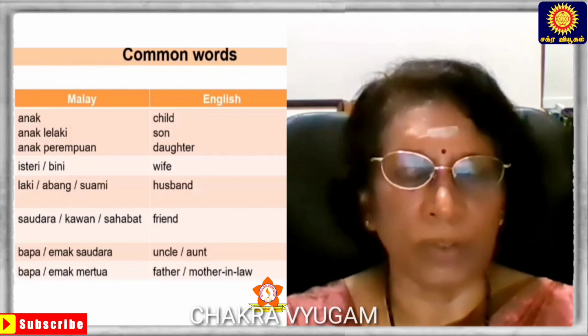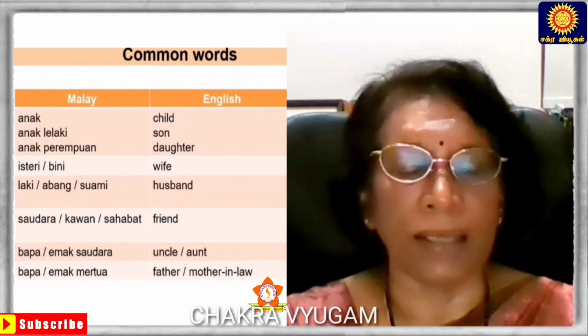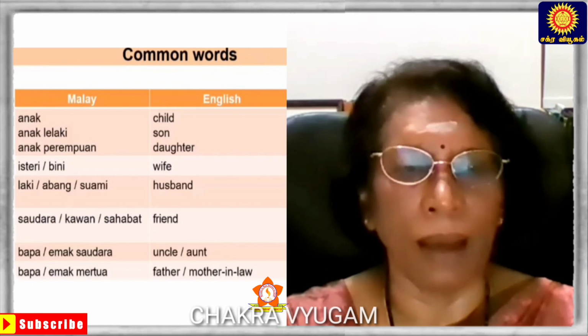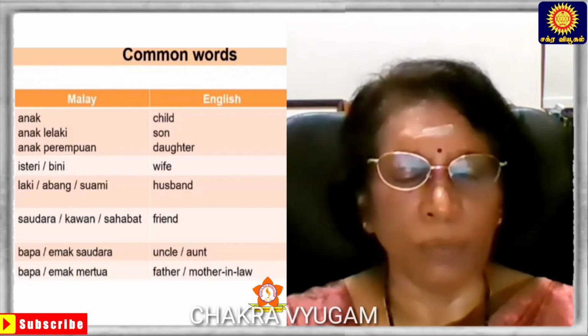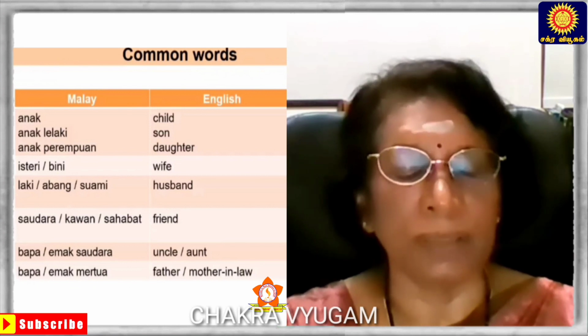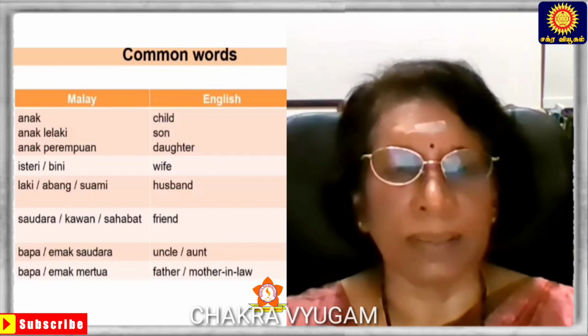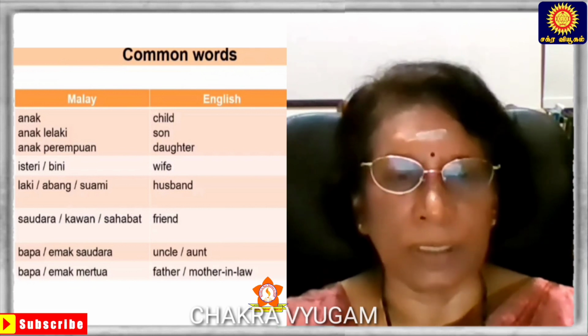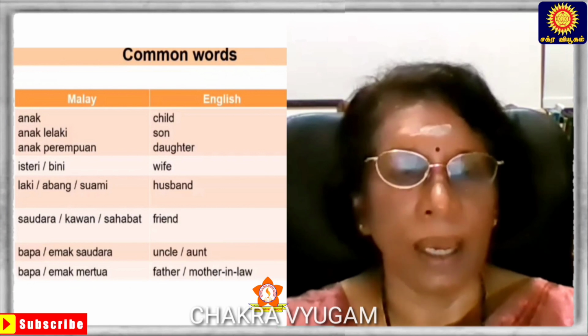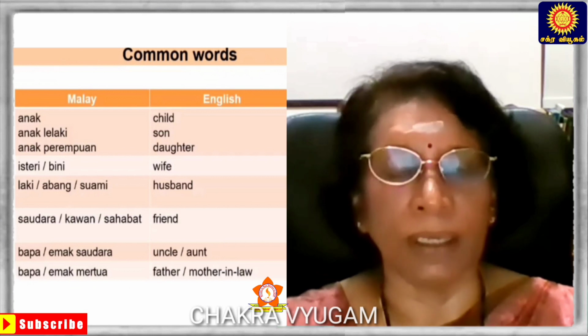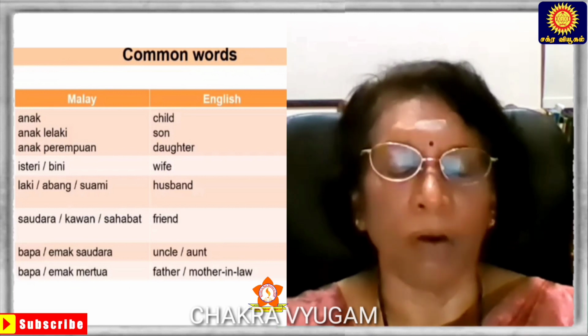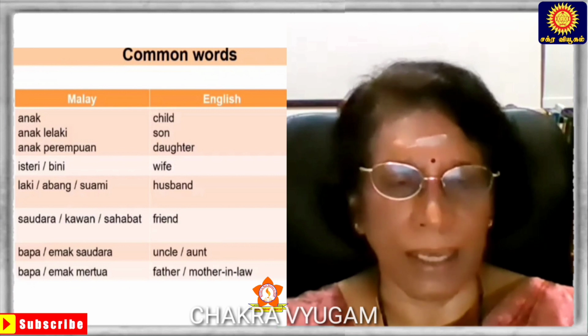Istri and bini are two words used for wife. For husband, there are three words, laki, abang, or suami. The most common is laki, but many women will be calling their husbands abang, although abang also, we have learned, means older brother, all right? Suami is very common to many languages, so it is more formally used, right? Saudara, kawan, and sahabat are words for friend, most common being kawan. Kawan saya, right? Kawan-kawan saya would be my friends, or my friend, if you're saying just kawan saya.